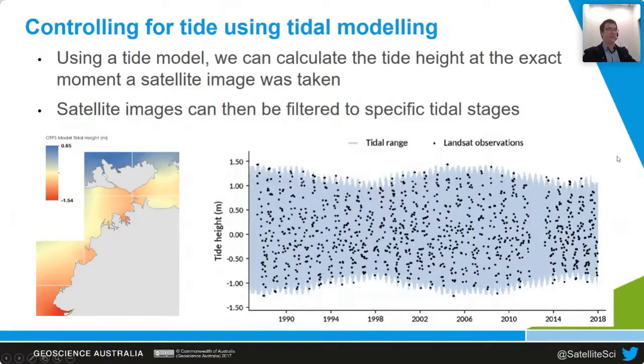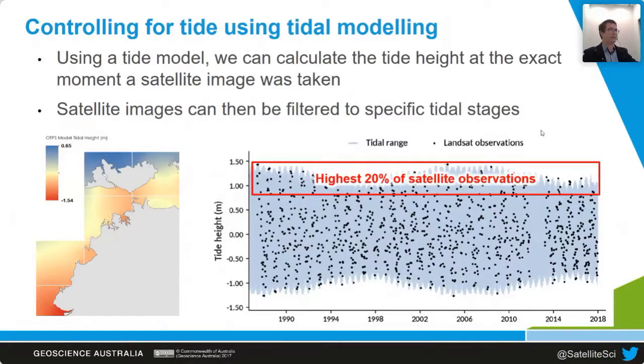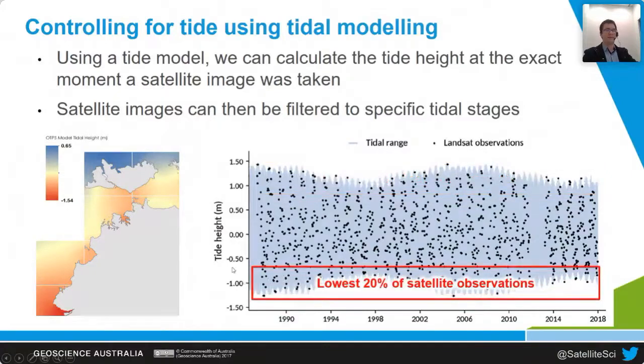This is really cool, because if we can add this tide information to our satellite images, that gives us a whole other dimension that we can filter our data on. For example, if we're interested in high tide, we could look at just the highest 20% of satellite observations, and we can pull them out of the data cube. Vice versa, we could look at just the lowest 20% of satellite observations. So we can slice and dice images by tide height, which lets you do all sorts of amazing analyses that wouldn't be possible if you didn't know the tide height.